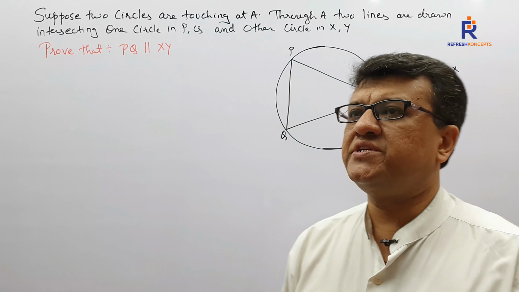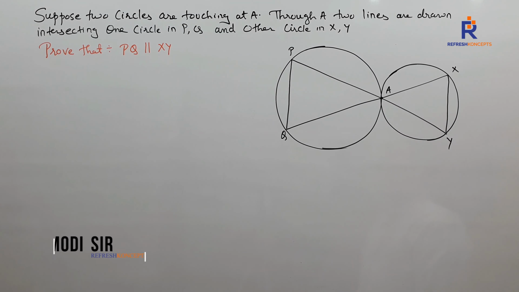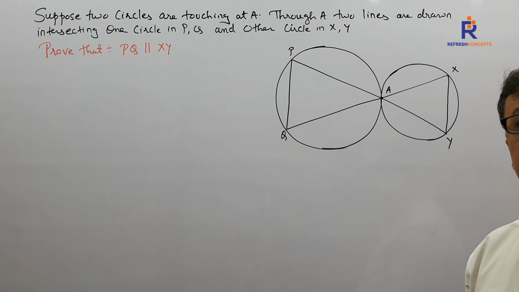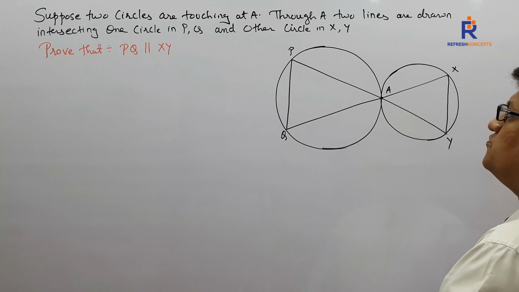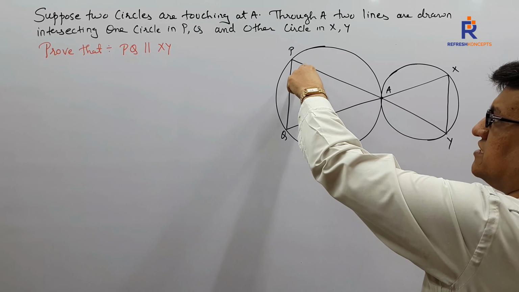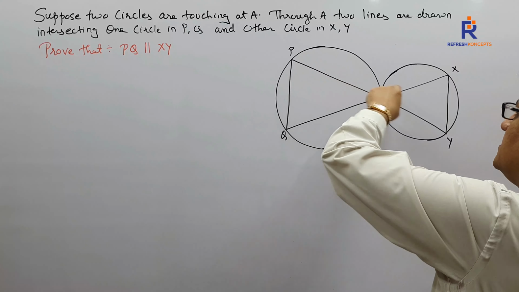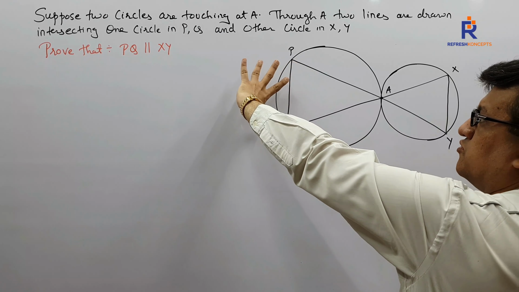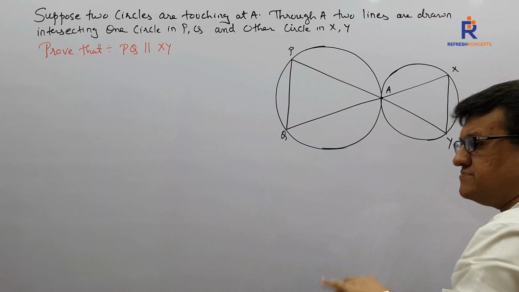Let's see what the next one is trying to say. Suppose two circles are touching at A. It seems that they are touching externally, so you can say the two circles touch each other externally at point A. Through A, two lines are drawn intersecting one circle in P, Q, and the other circle in X, Y. Prove that PQ is parallel to XY.